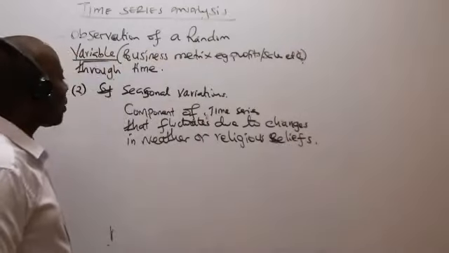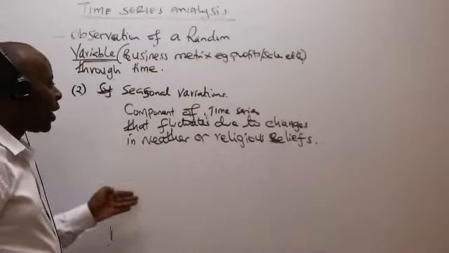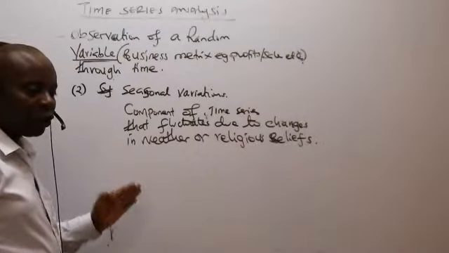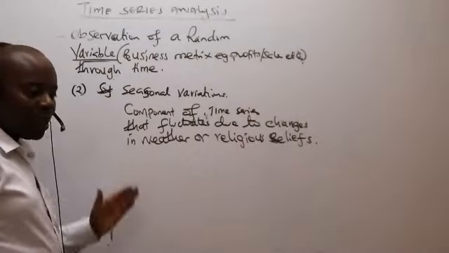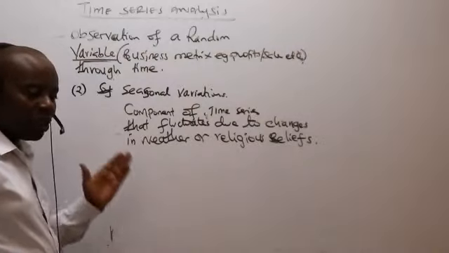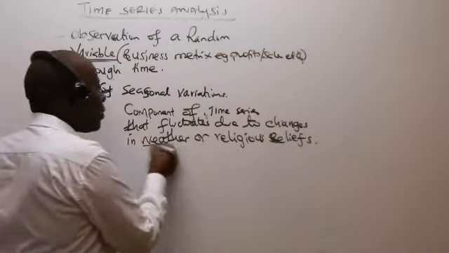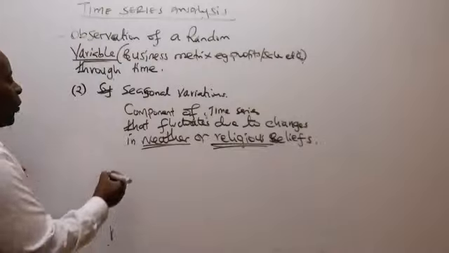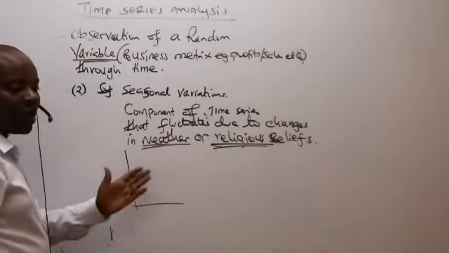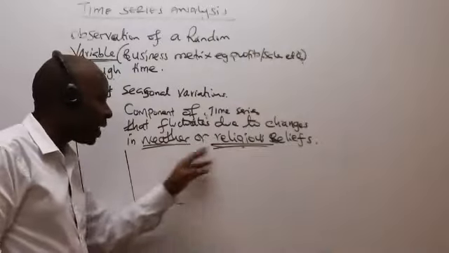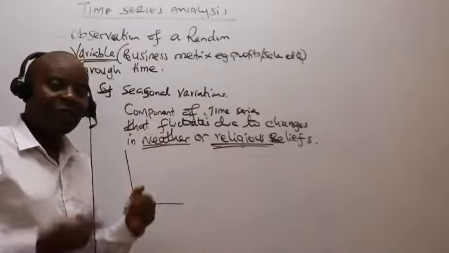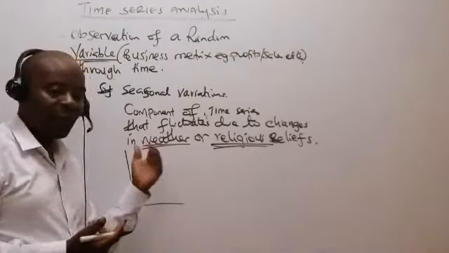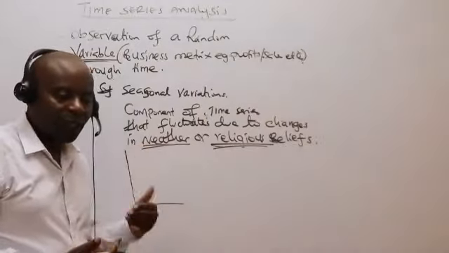So you're saying, ladies and gentlemen, that seasonal variations represent components of the time series that fluctuate due to changes in weather or religious beliefs. These two metrics normally will give us seasons. For example, what do we expect of sales of a supermarket during Christmas? Christmas is a religious function. We expect sales to be up there at the roof.